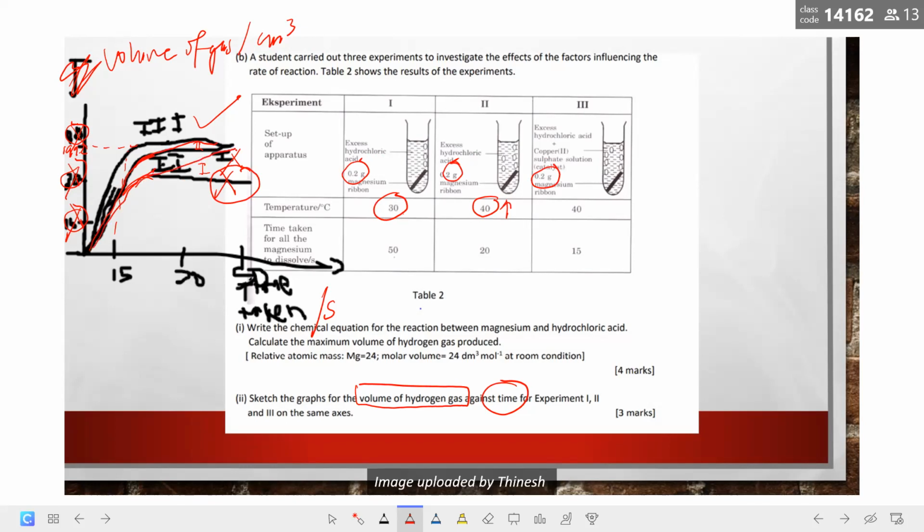Now teacher will look one by one, and then teacher will check the answers. Later I'll show you how to draw a proper graph.